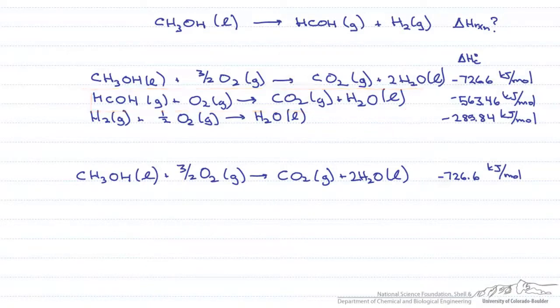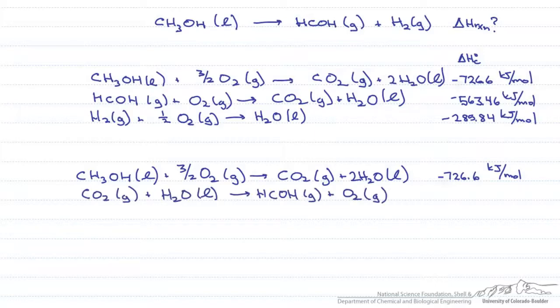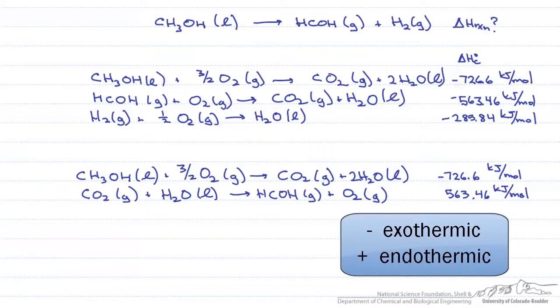Now let's look at the second reaction. Here we're combusting the formaldehyde. However, we need the formaldehyde as a product, not as a reactant. So we have to reverse the reaction, and by doing that, we reverse the sign of the heat of combustion. So note, instead of this being negative 563.46 kilojoules per mole, it's going to be positive 563.46. Since we are reversing the reaction, instead of getting heat out of the reaction, we have to put heat in.